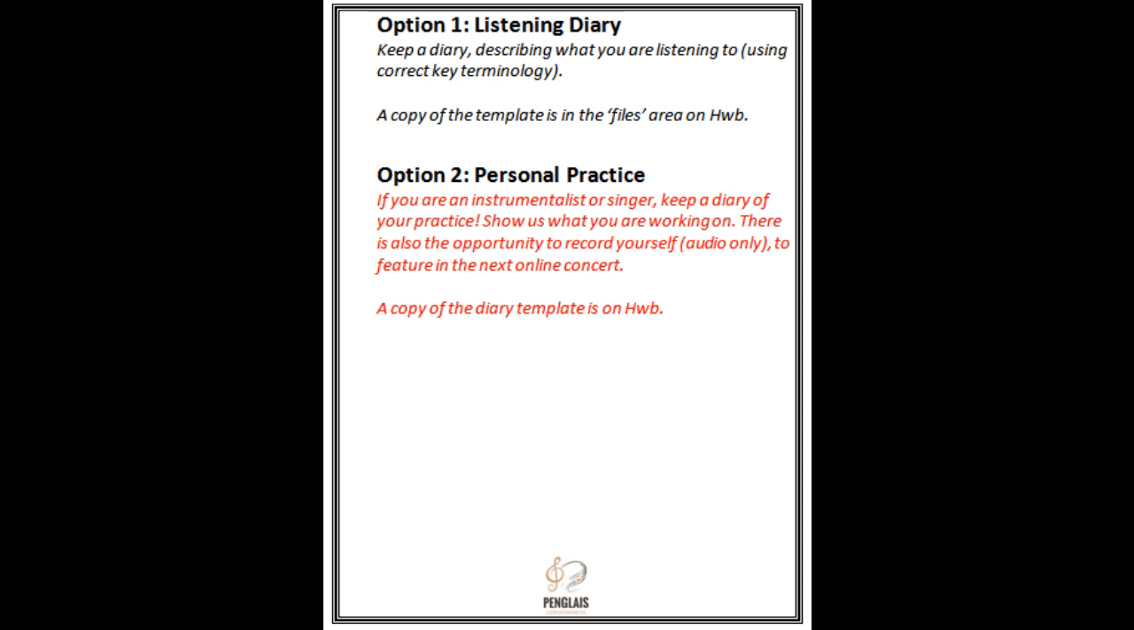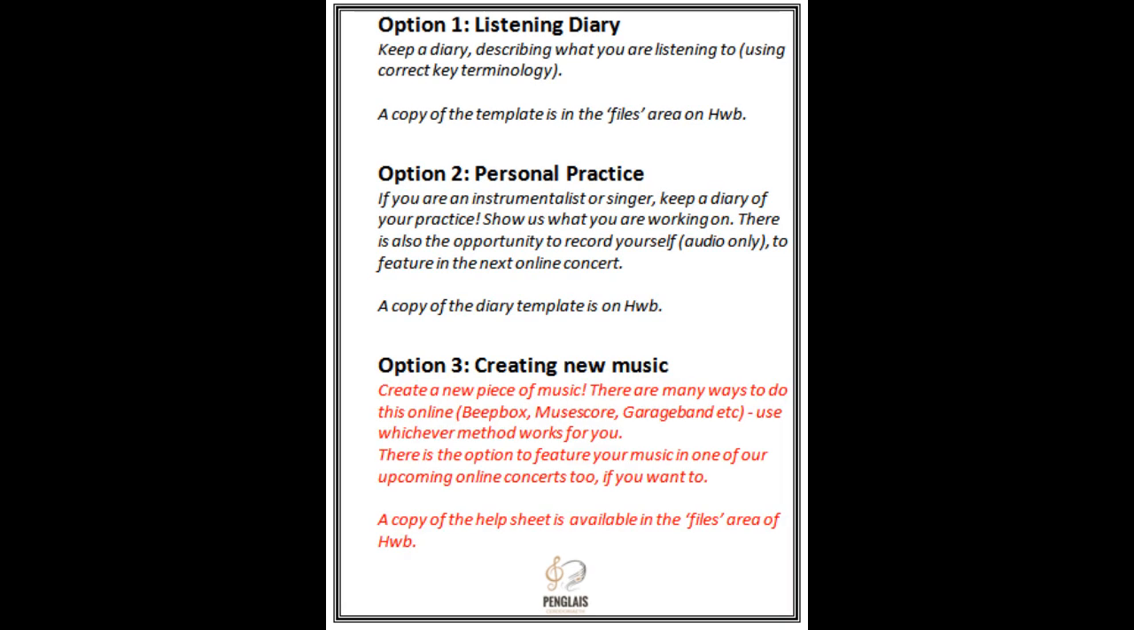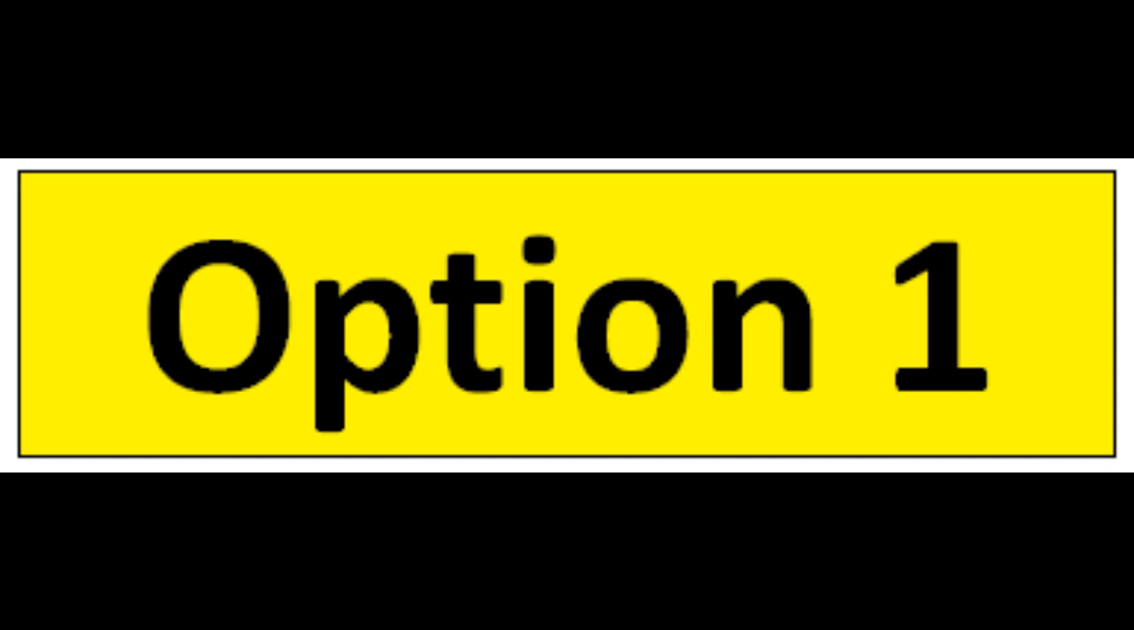Finally, option number 3, which is for creating new music. This is particularly if you're interested in composing. There's lots and lots of different ways that you can compose, either using browser-based methods online or also using your phone as well. Let's take a closer look at some of these options. So first of all, option number 1, this is the listening diary.